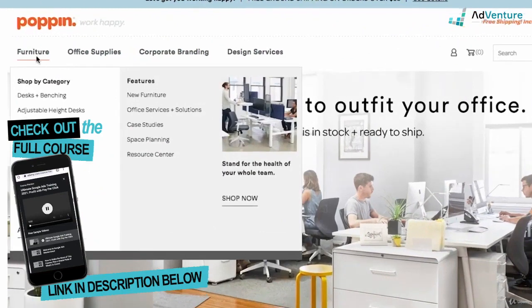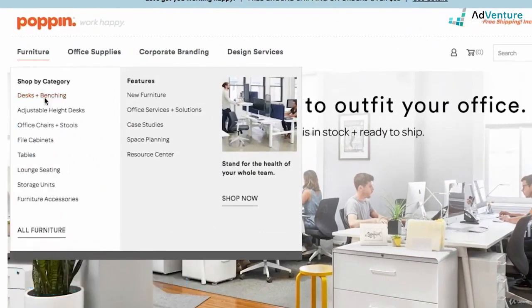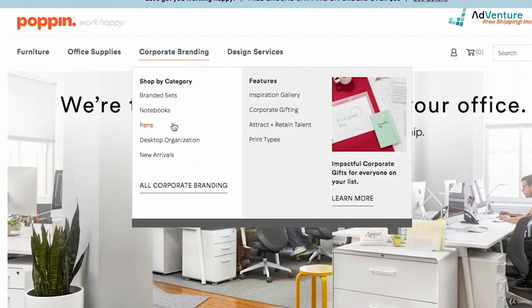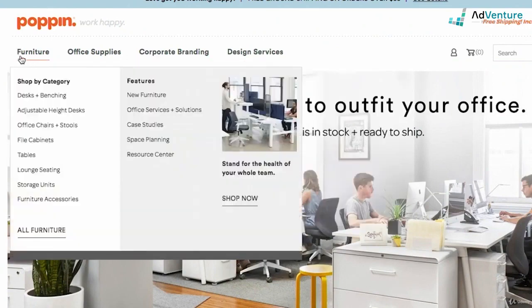So I'm going to hover over furniture. So I see different categories. There's desks and benching, adjustable height desks, office chairs, stools, so on and so forth. Under office supplies, I see the same thing. Desk organization, notebooks, planners, corporate branding, design services, all sorts of things that we want to do.